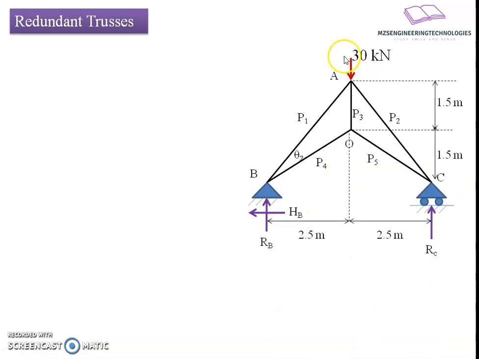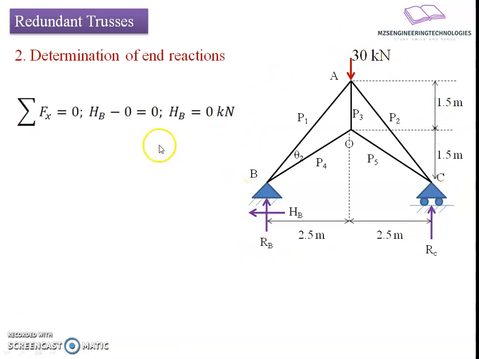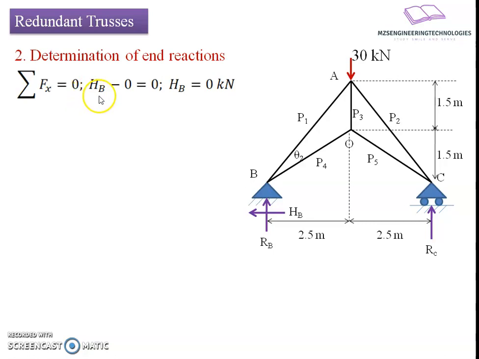So here, if we go with the analysis of the statically admissible structure, first we will find out the end reactions. For determination of end reactions, we will apply static equilibrium equations to the total geometry. Summation of force in x direction equals 0 results in a relation hb minus 0 equals 0. Since there is no external horizontal load on the frame, hb comes to be 0 kilonewton. Summation of forces in vertical direction, we see that reactive forces rb and rc are going upward and the applied load 30 kilonewton is going downward. That's why we get a relation rb plus rc equals 30 kilonewton.